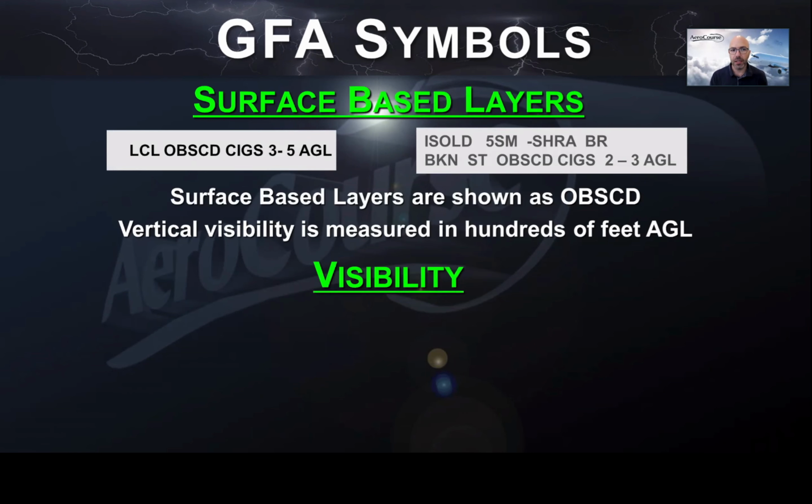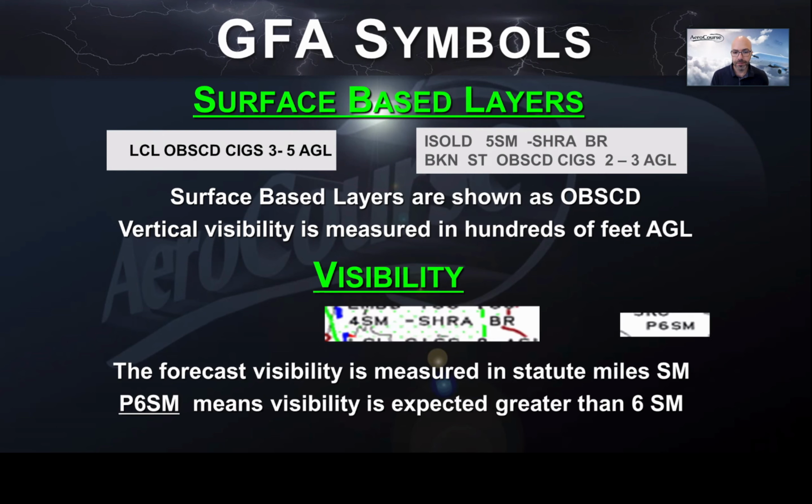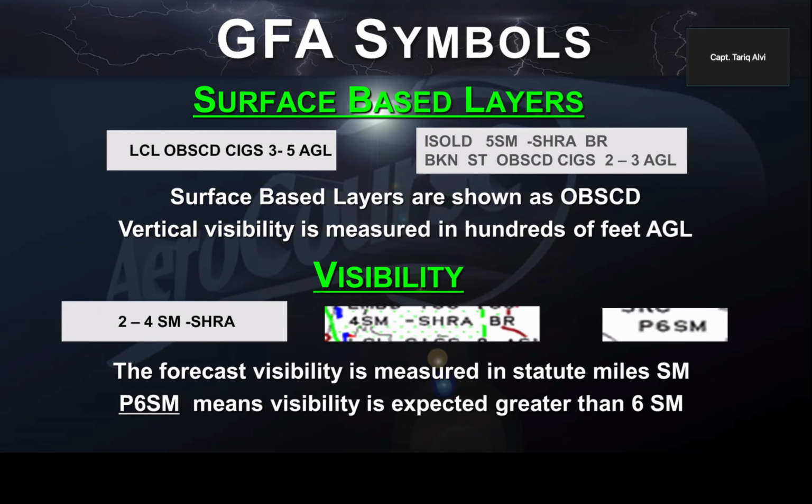Surface-based layers are shown as obscurations. So obscured ceilings 3 to 500, obscured ceilings 2 to 300. The 2 to 300 or 3 to 500 that they're talking about is actually a vertical visibility. It's not the height. It's the vertical visibility of the obscured layer. Visibilities are pretty straightforward.